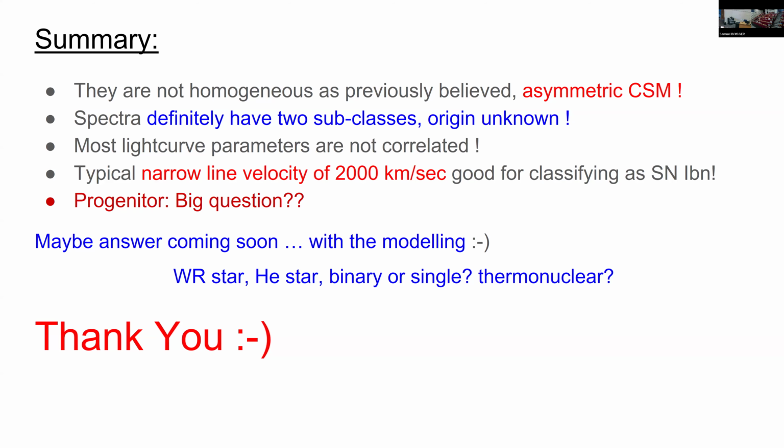We can typically say that if we have a Type Ibn supernova, with narrow helium emission lines and a line width typically of 2000 km per second, we can probably safely classify them as a Type Ibn supernova. The progenitor is a big question. Probably when I run the models over the full grid and compare with Andrea's theoretical models, we will have an answer for the grid or for the whole population. But as of now, it could be a single Wolf-Rayet star, which we can probably rule out, but not sure. It's most likely in a binary, and we cannot completely rule out the thermonuclear origin as well. So yeah, thank you. That's all from my side.